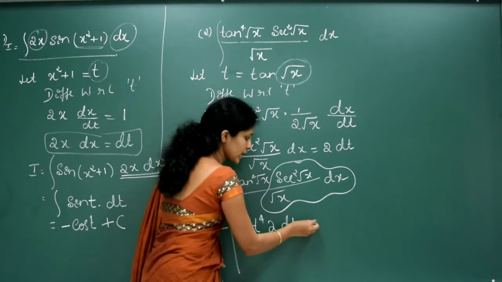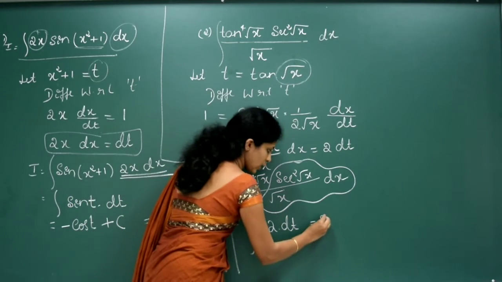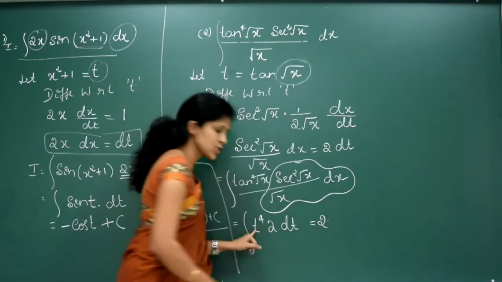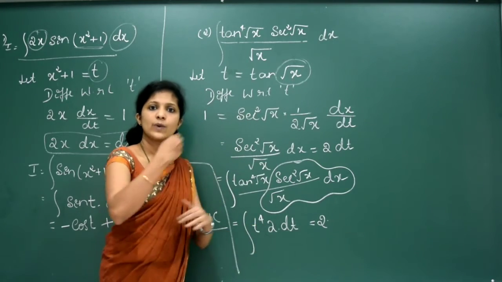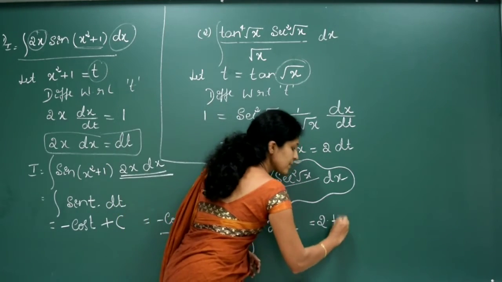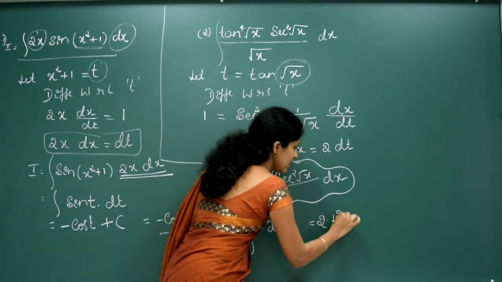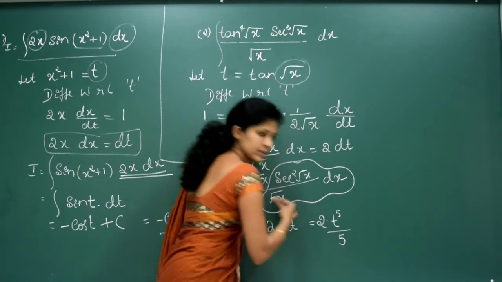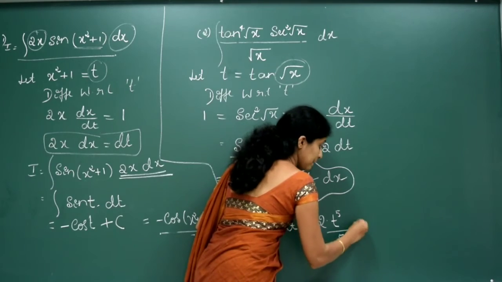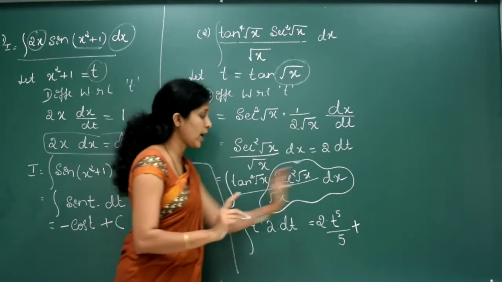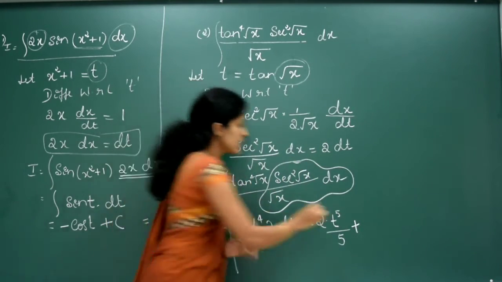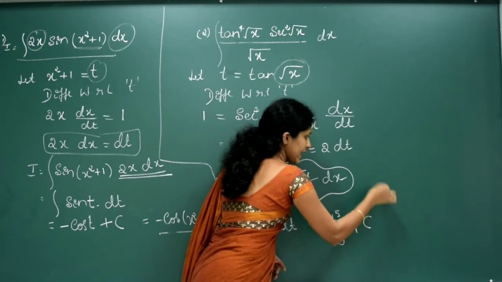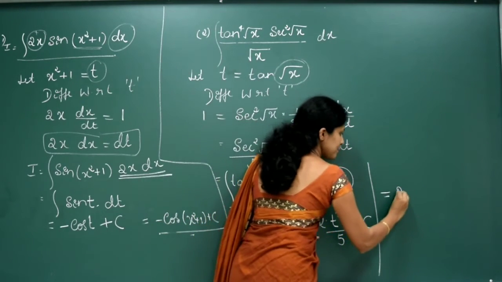So now you can integrate this, right? 2 is a constant as it is. Integration of t to the power 4, you have to increase one power. So this will be t to the power 4 plus 1, which is 5, divided by 5. After the integration only, you have to write the plus c, constant.